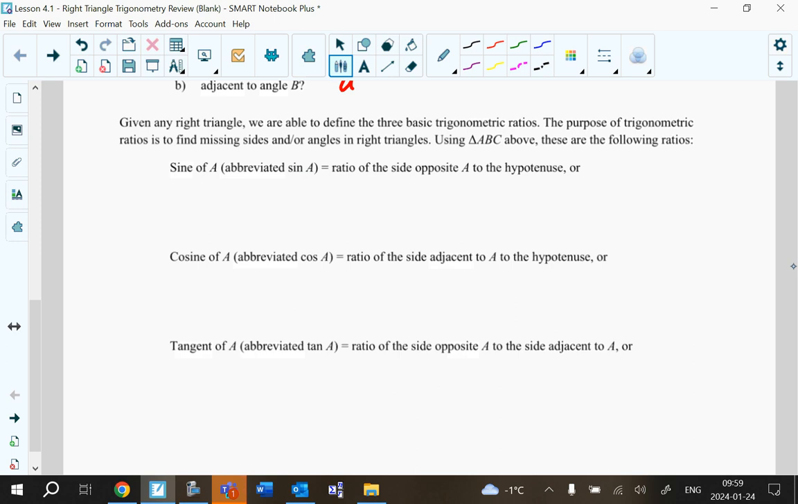Anyway, the sine of A. So that means the sine of any angle, any acute angle. We don't do the 90-degree angles here. We'll talk about those later. The sine of any angle will be whatever the side opposite angle A is to the hypotenuse.